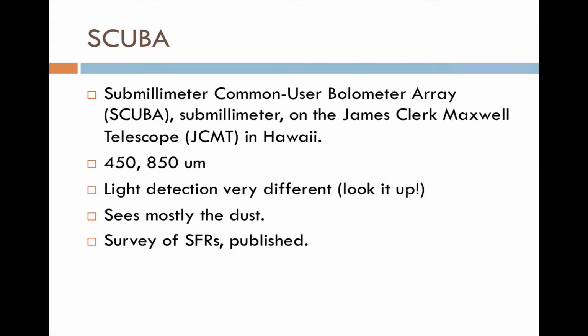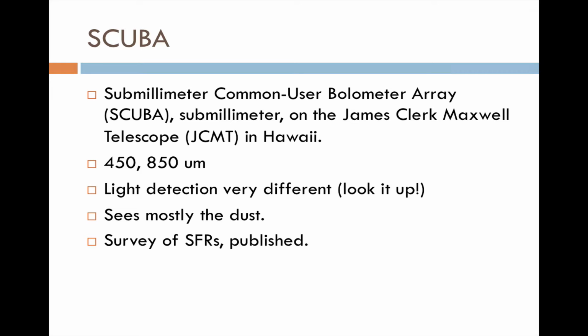And then the longest wavelength we have is from SCUBA. SCUBA is the Submillimetre Common-User Bolometer Array, which is obviously a sub-millimeter instrument that was on the James Clerk Maxwell Telescope in Hawaii. We have detections in 2 bands, 450 and 850 microns. The light detection mechanics are very, very different here. I suggest if you're interested in detection of light, you should go look it up because it's pretty cool.